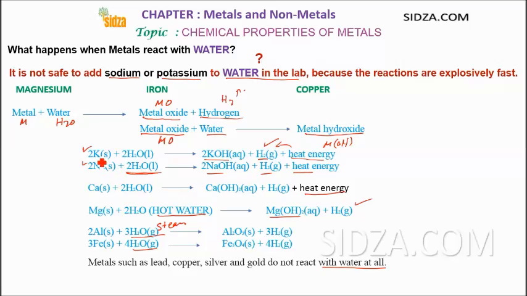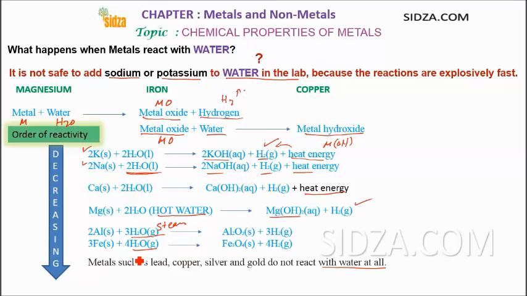And therefore we can arrange these metals in the order of their reactivities. The top one here is the most reactive, the bottom ones are the least reactive. So the order of reactivity will be potassium the topmost, then sodium, calcium, magnesium, aluminium, iron, and then the least reactive metals.